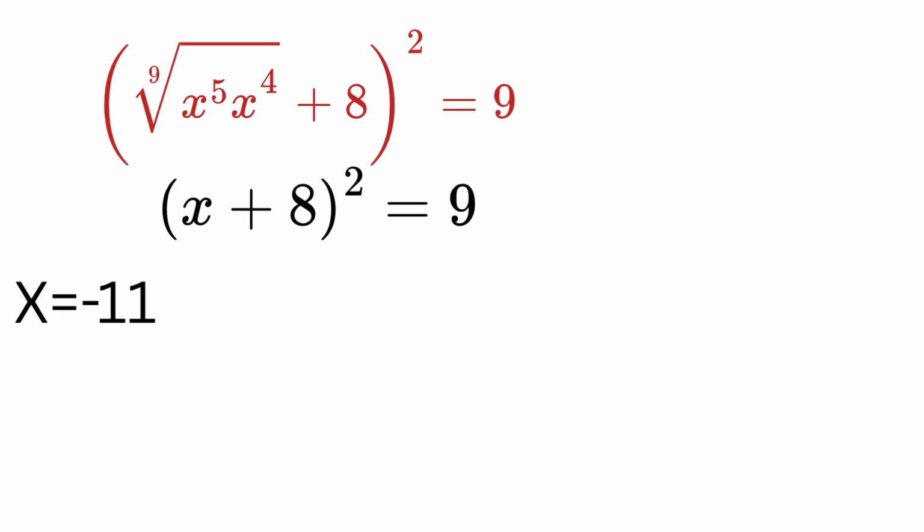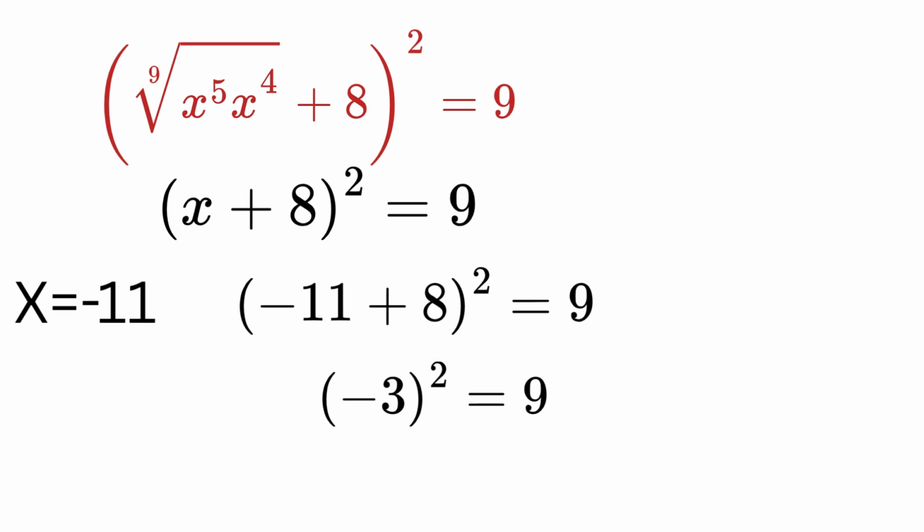Now take x is equal to minus 11. (Minus 11 plus 8) whole square is equal to 9. Minus 3 square is equal to 9. 9 is equal to 9. LHS is equal to RHS.